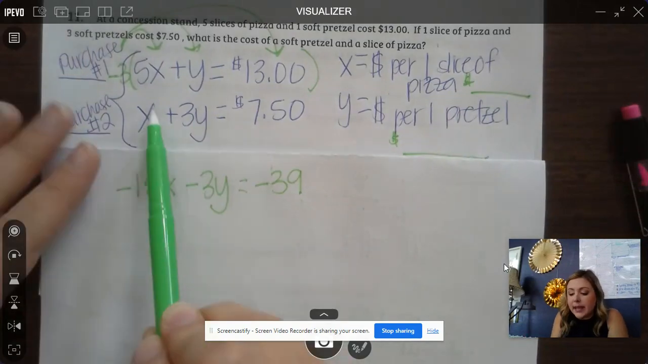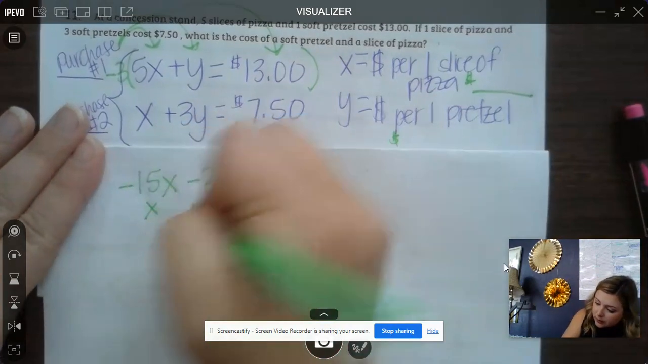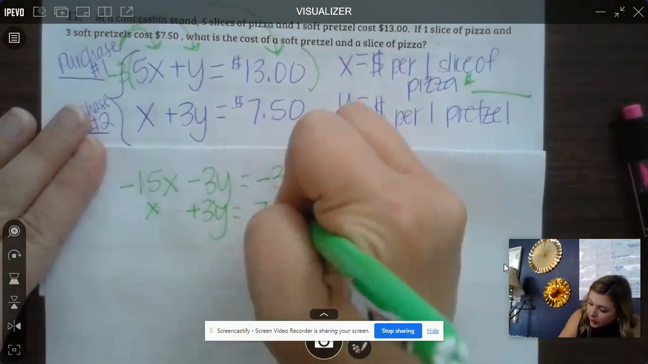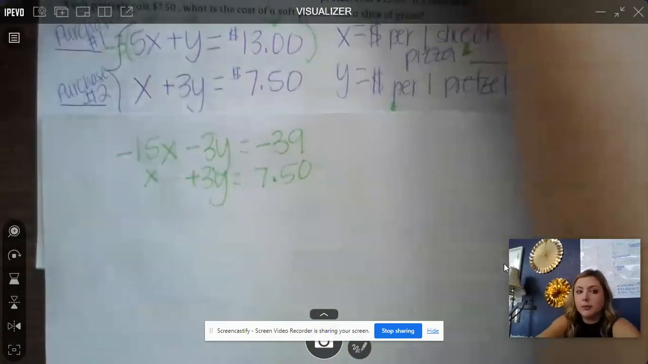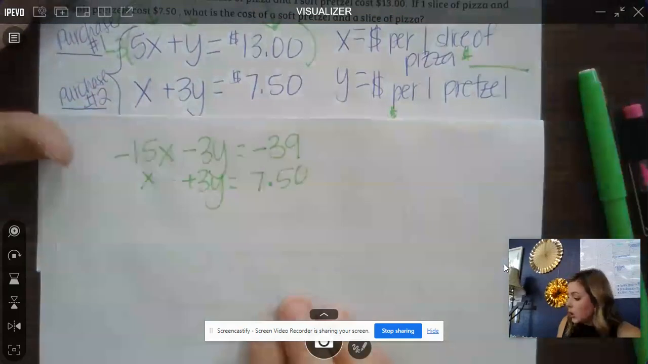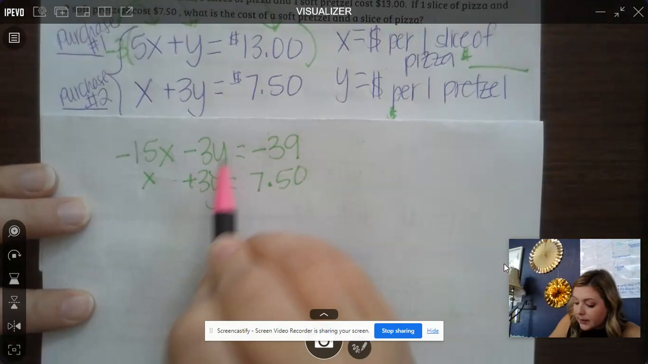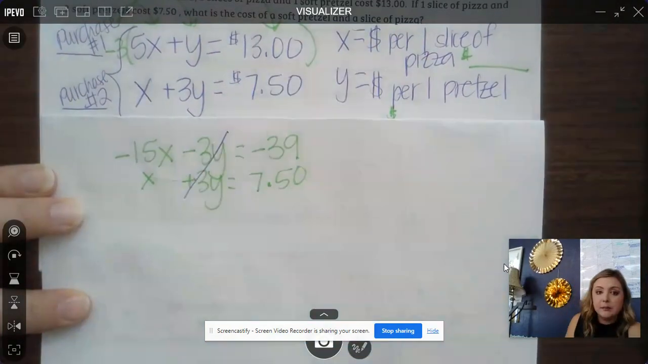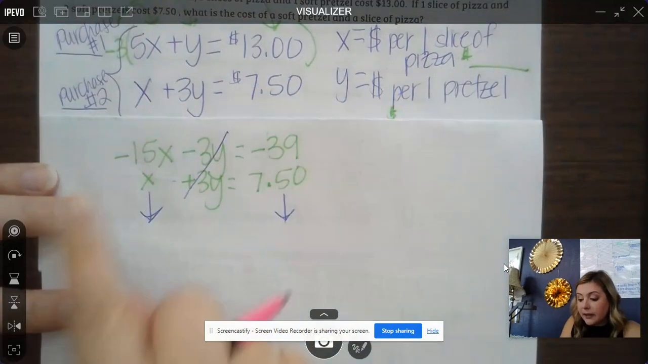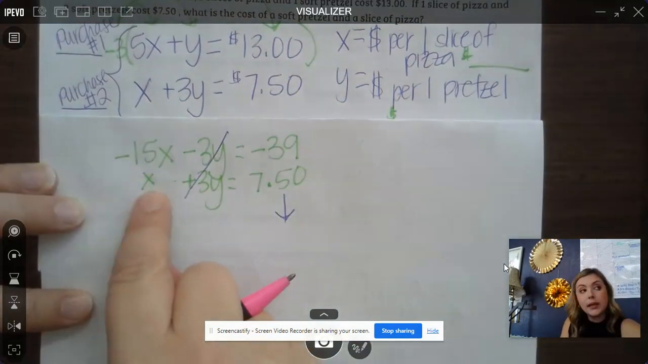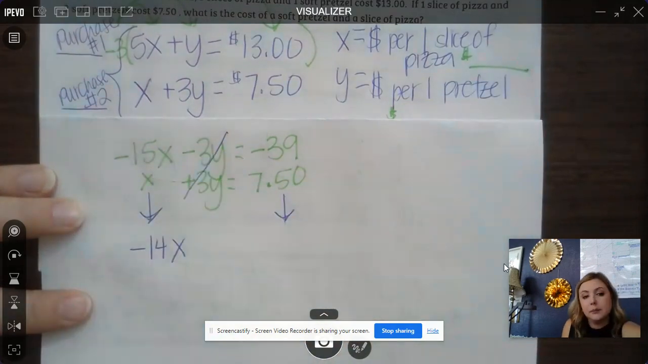I'm going to simply take this other equation and write it right below so that I can easily cancel and eliminate to continue to solve. So now all of that work pays off because I can say -3y plus 3y is eliminated. And now I can combine -15 plus 1 will leave me with -14x.